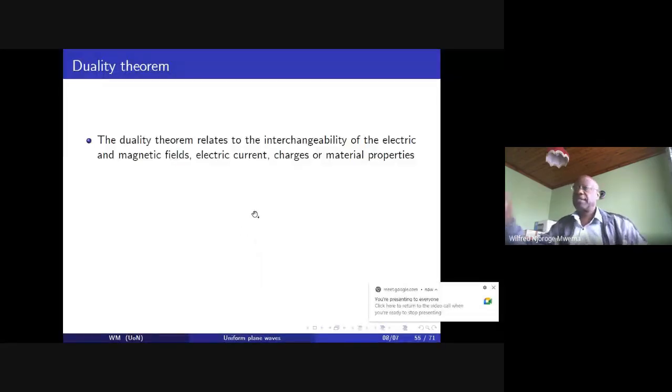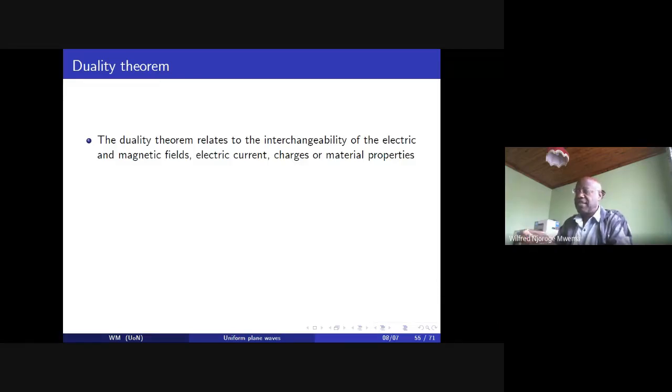So the duality theorem is a theorem that is used mainly to try and simplify the coding effort that you might have when you are dealing with computer solutions of field problems. So it relates to the interchangeability of the electric and magnetic fields, the electric current and charges or material properties in the two Curl equations of Maxwell's equations, that is the Faraday's law of induction and Ampere's circuit law.